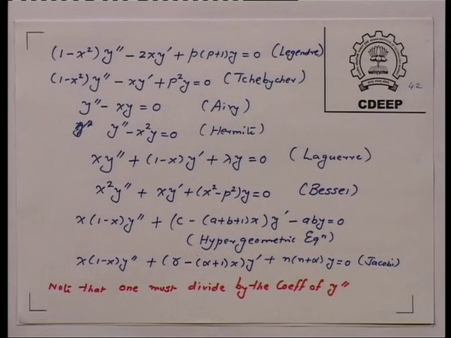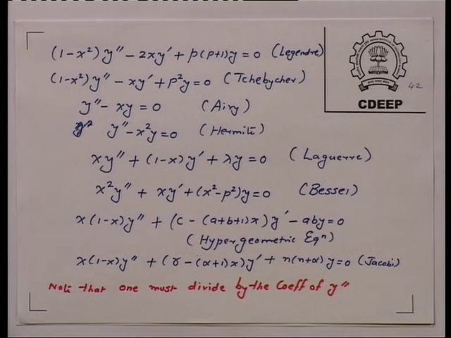X squared y double prime plus xy prime plus x squared minus p squared y equal to 0. When I say important, I mean from the point of view of engineering, when you are going to be teaching students of engineering. So from the engineering point of view, the most important one is Legendre and the next is Bessel.